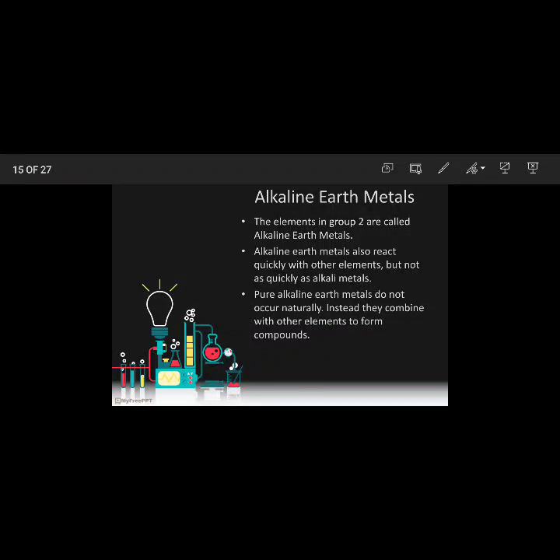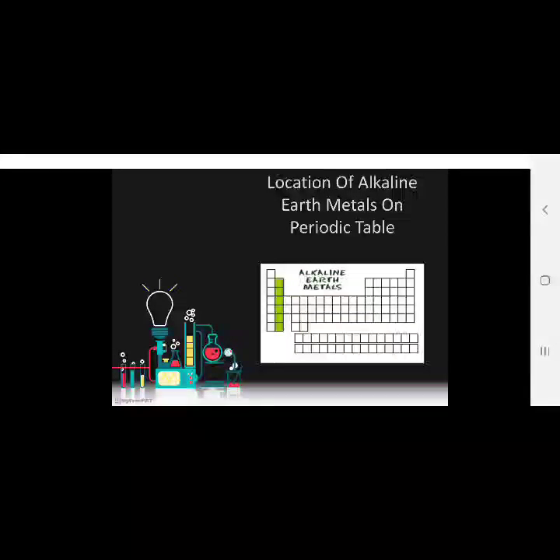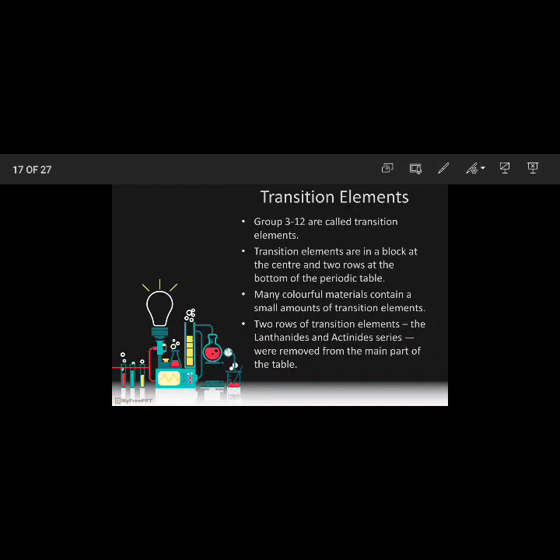There have been experiments, all unsuccessful, to try to synthesize element 120, the next potential member of the group. The figure shows the location of alkaline earth metals on the periodic table.